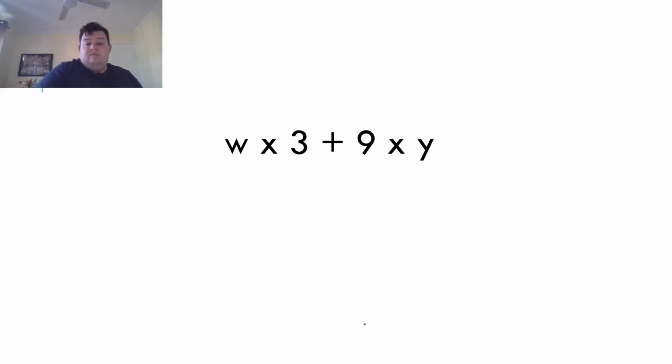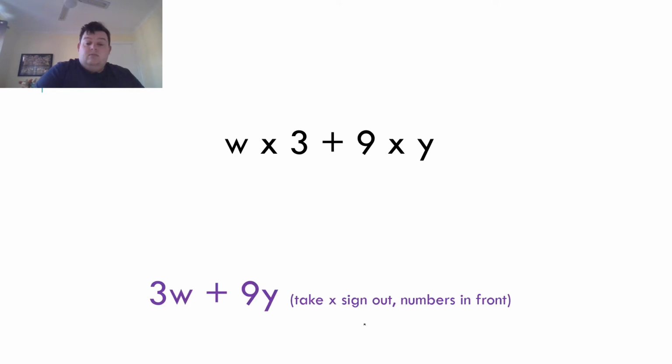Look at this one. W times 3 plus 9 times y. Well, you should have had 3w plus 9y. Take the multiplication signs out and you make sure that 3 goes in front of that w.